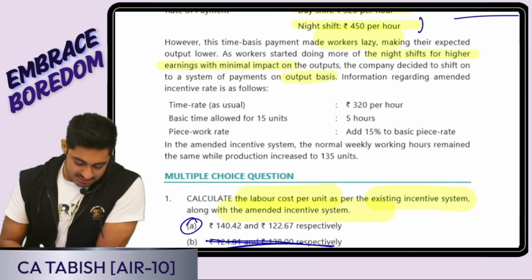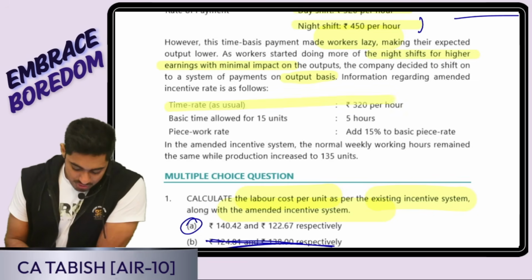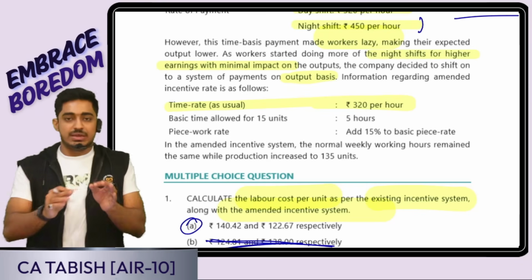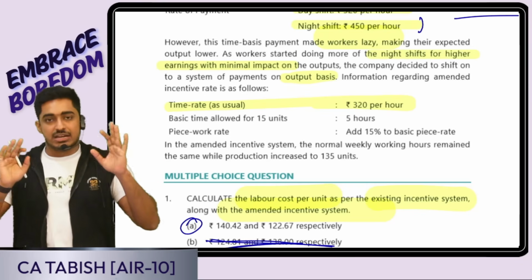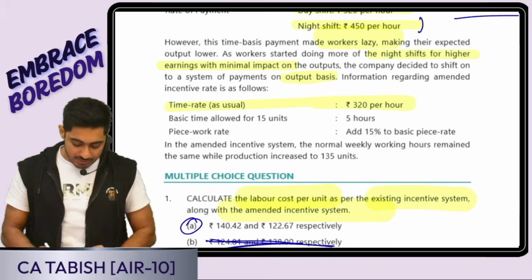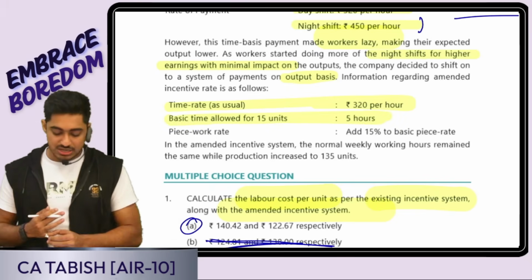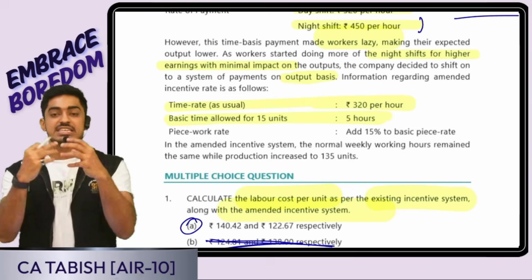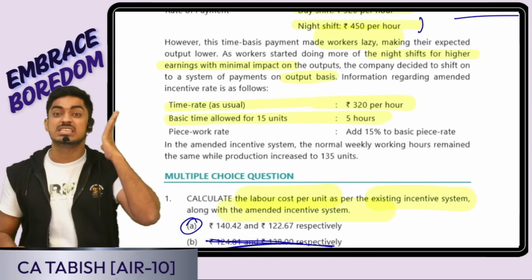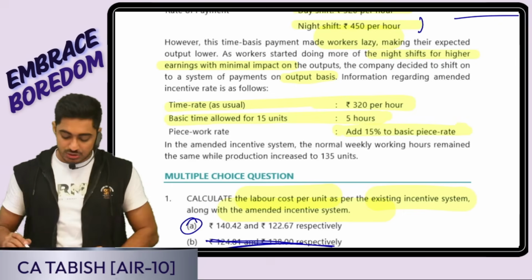Okay, information regarding the amended incentive scheme is as follows. Time rate as usual is 320 per hour. So tell me, if an employee works for 1 hour as usual, how much will the employee get? 320 per hour. But the basic time allowed to produce 15 units is how much? 5 hours. Now what is the expectation? Now I am paying on a per piece, per unit basis. Piece work rate: add 15% to the basic piece rate.